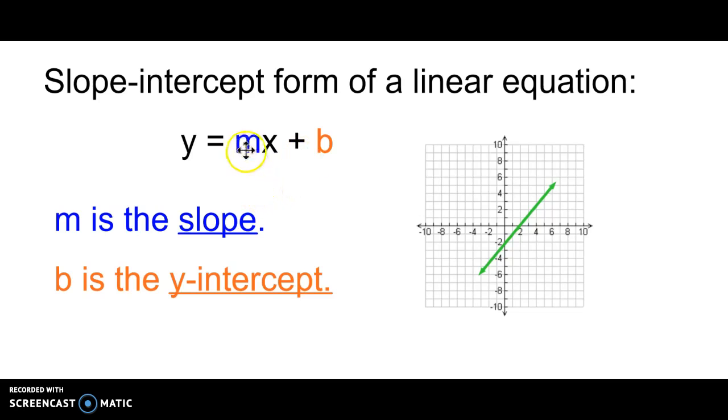And so in that format, the number here, m, in front of the variable x, that represents the slope of your line. And then the b, the constant, represents your y-intercept. So that number is going to tell you where your graph crosses the y-axis.